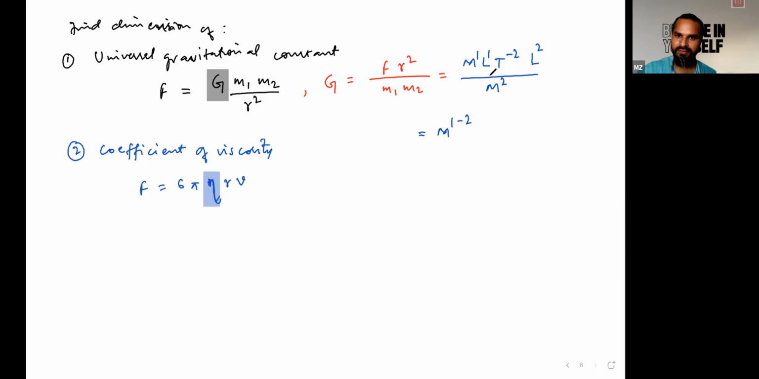Similarly, we have L raised to the power 1 here and L raised to the power 2 here, and they are related by multiplication, so their powers get added. And next, T raised to the power of minus 2. So on simplifying, 1 minus 2 would be minus 1, L to the power 1 plus 2 would be 3, and T raised to the power minus 2.